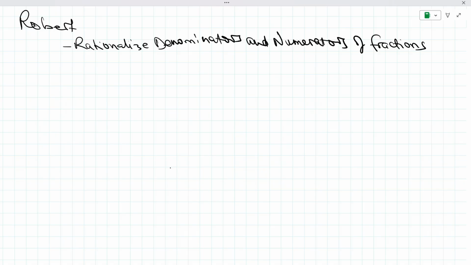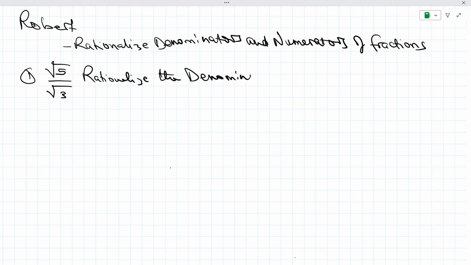All right, now let's dig into it. Let's look at the first example. If you are given root 5 divided by root 3, and you are asked to rationalize the denominator. What you are being asked is to get rid of the root square in the denominator.